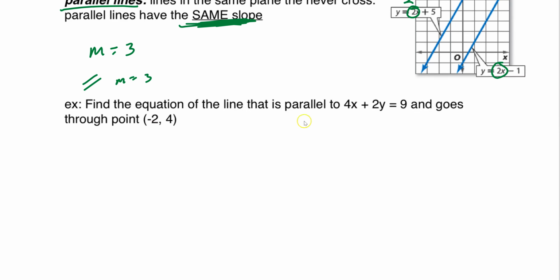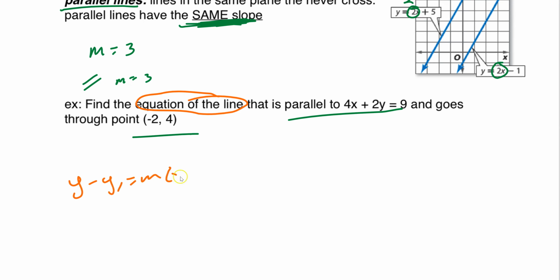So let's do an example. Write an equation of a line that's parallel to this and goes through the point this. So again, my first idea is, hey, equation of a line, y minus y1 equals m times (x minus x1). Now they gave me a point, so this is x1, y1. So I can plug that in already. Look at that, half credit already. Rolling. All I gotta do is find a slope.